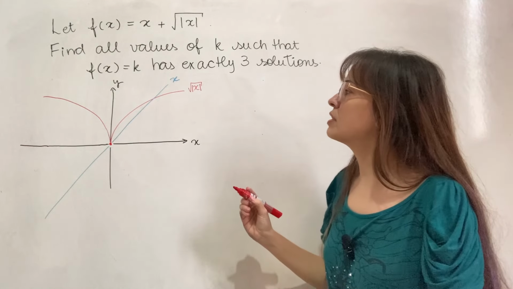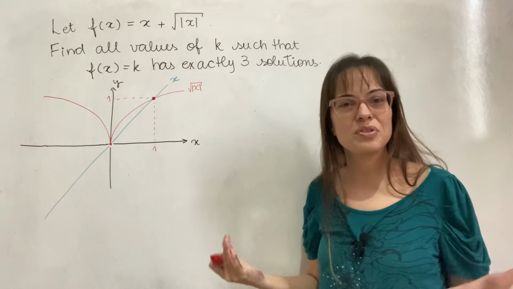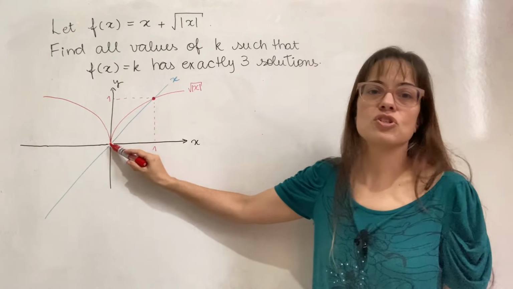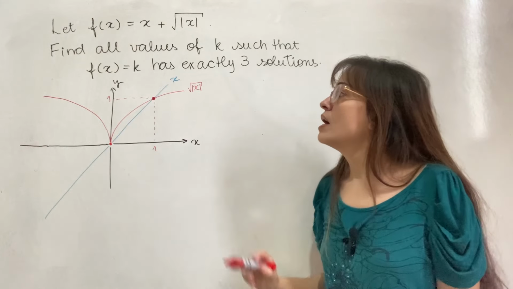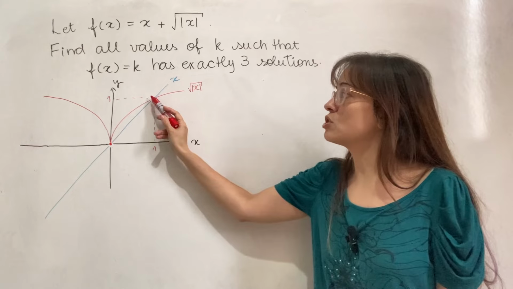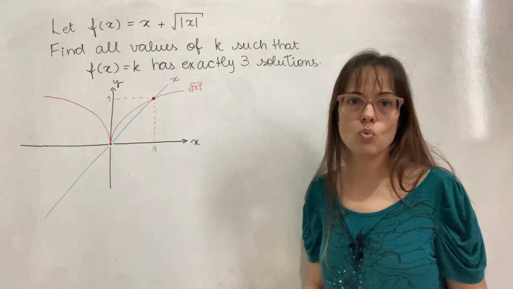So I want to take a look at the point of intersection, which is the point (1, 1). We all know that the square root of 1 is 1. Of course, there's another point of intersection here at (0, 0). But I also want to look at the reflection of this point on that side. So I want to look at the point (-1, 1).